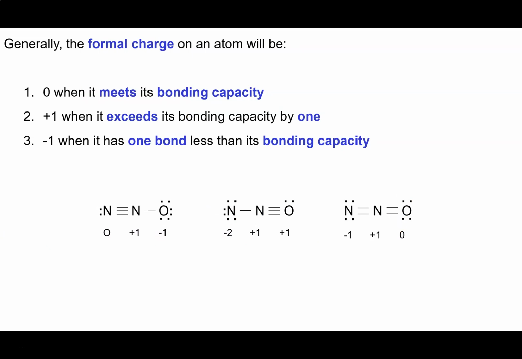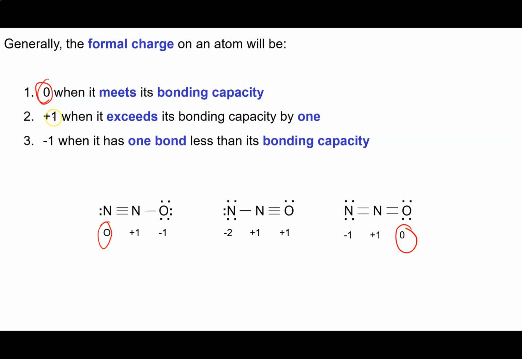So general rules of thumb are, when an atom meets its bonding capacity, it'll have 0 for its formal charge. If you look at this nitrogen here, it's forming 3 bonds, and sure enough, its formal charge is 0. And if you look at this oxygen atom over here, it's forming 2 bonds, and sure enough, its formal charge is equal to 0. So our rule about formal charges being closest as possible to 0 is really saying that it's preferred when atoms meet their bonding capacity.